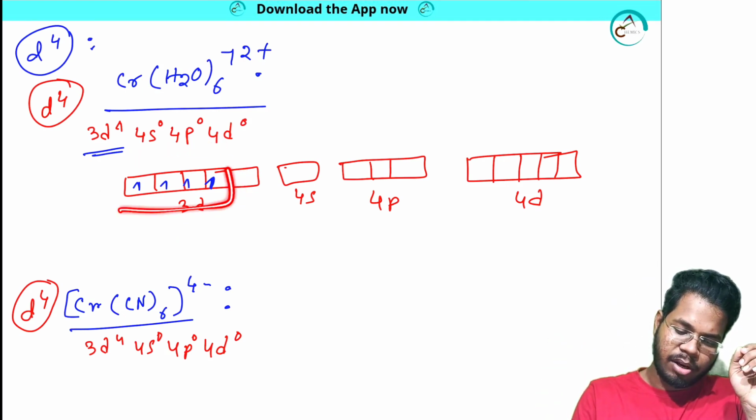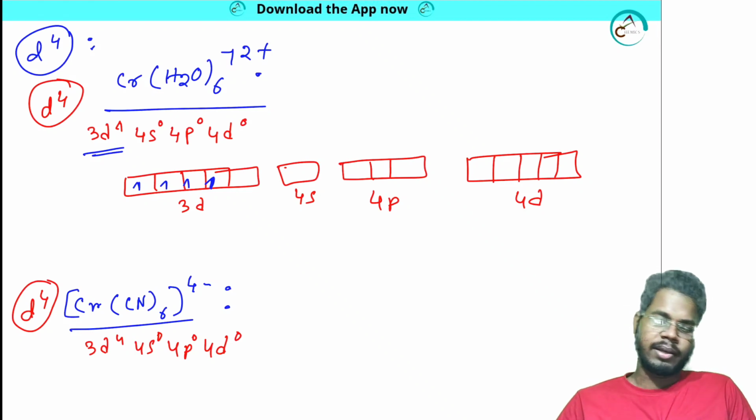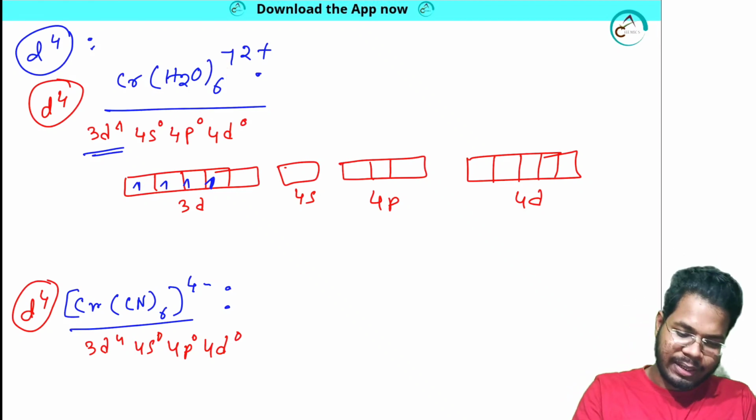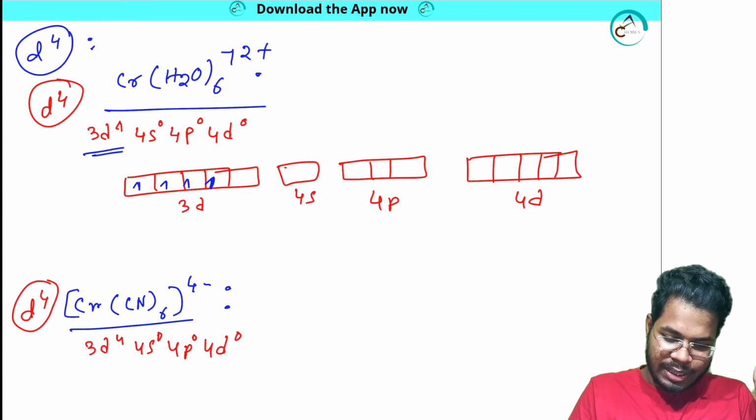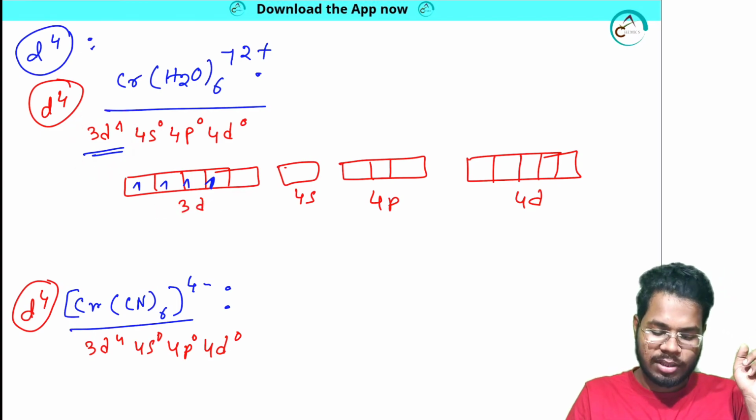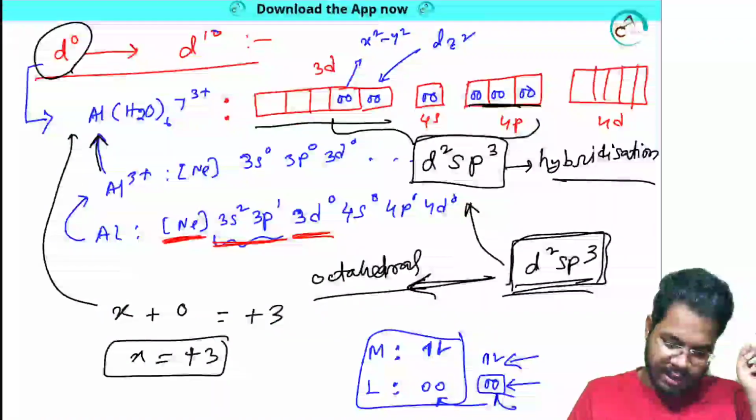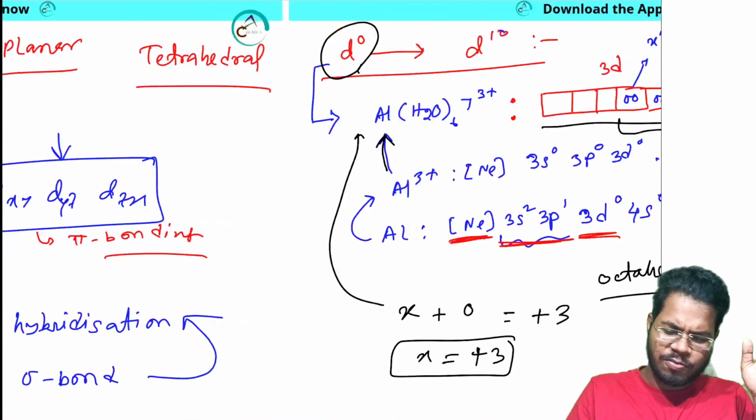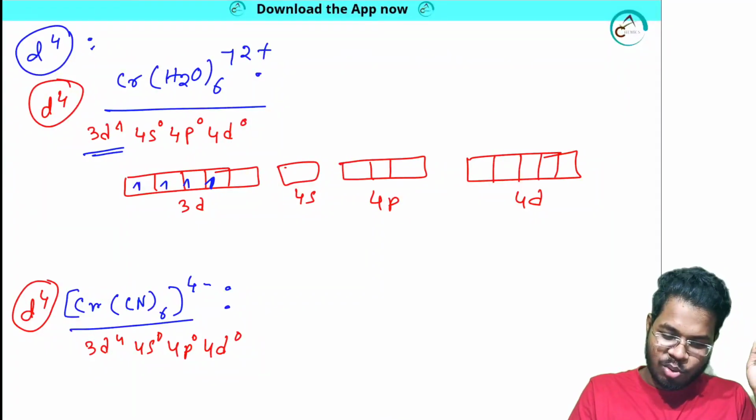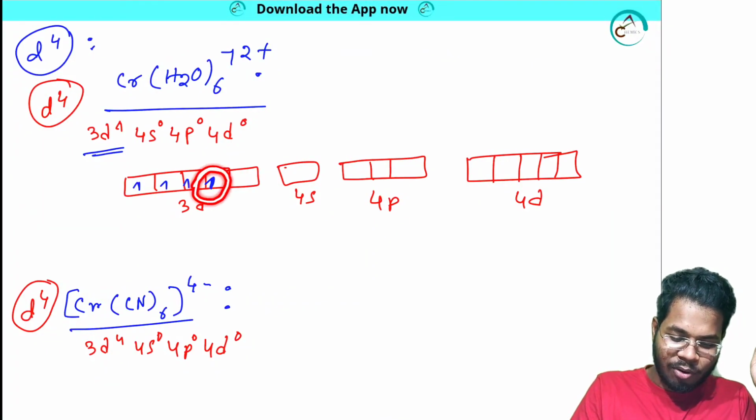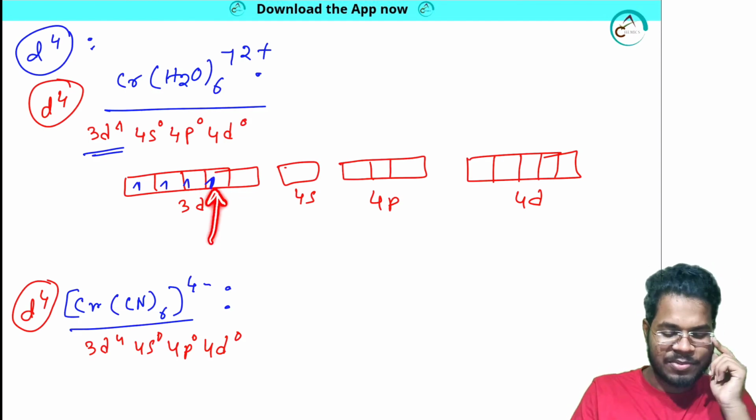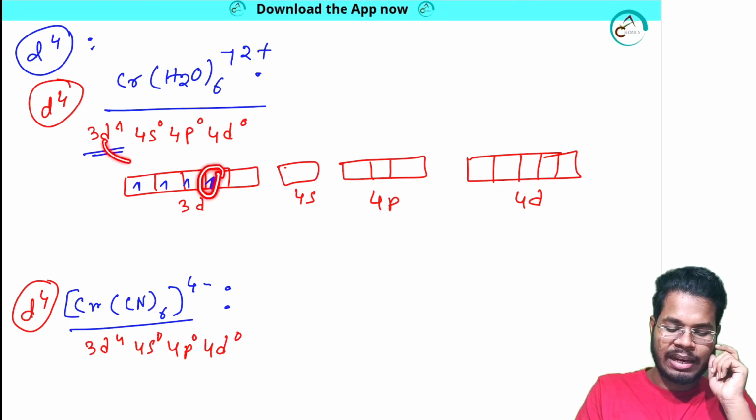These electrons belong to metal. Here 6 ligands are present. So we have to find which orbitals are going to interact with the ligand. These are these 2 orbitals, dx square minus y square and dz square. So find these 2 orbitals in 3D. One orbital is already captured by one electron, one metal electron.